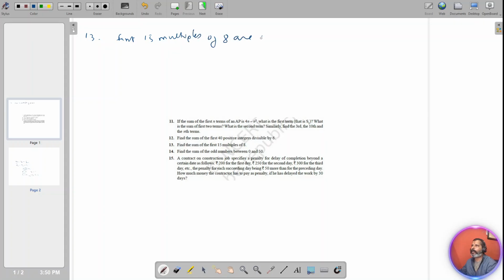The first 15 multiples of 8 are 8, the 8 tables basically. 8, 16, 24. A is 8, D is 16 minus 8, 8, because they are multiples of 8. How much? First 15, N is 15. Therefore, S15 they want. Sn is equal to N by 2, 2a plus N minus 1 into D.